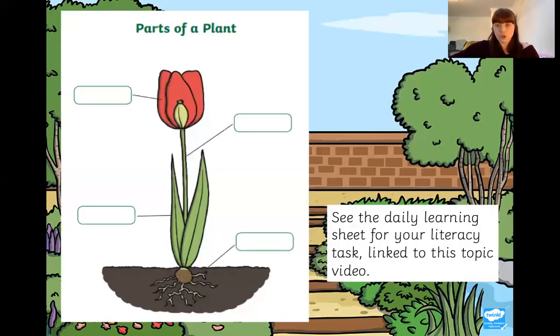Brilliant. So your two tasks today, your topic is going to be to label the 4 different parts of a plant. And then on your daily learning sheet, it will show you what your literacy task is linked to this video. Don't forget to send me photos and videos of your topic and literacy work today. And you can always re-watch this video if you are unsure.